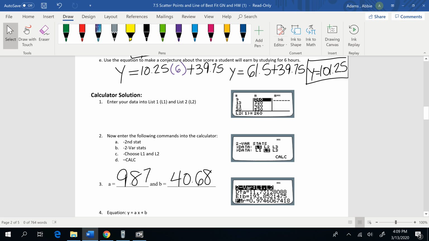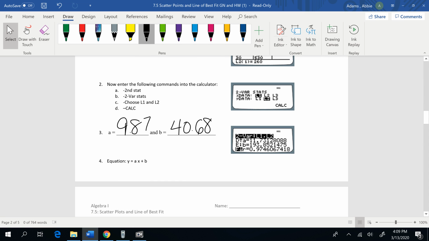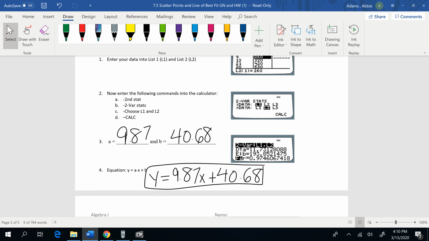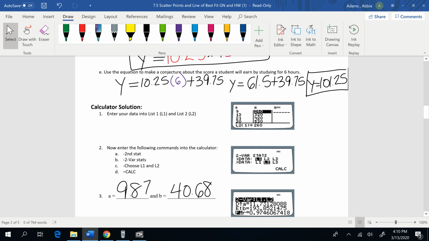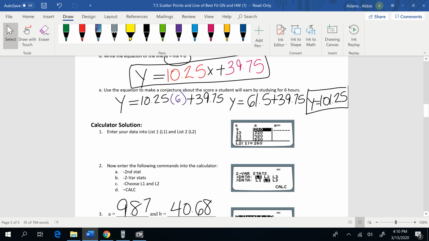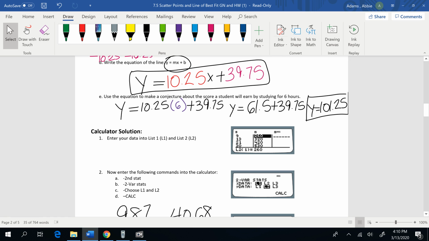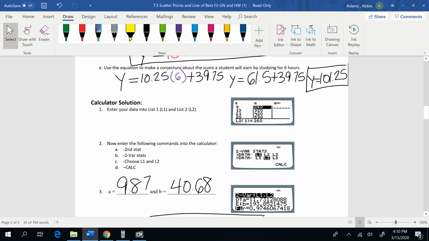Meaning that when we write this as a linear equation, we have y equals 9.87x plus 40.68. So this is our actual line of best fit. Look at it, compare it to the line of best fit that we calculated yesterday. It's pretty close, but it's not quite there. So we had 10.25 as our slope. Actual slope is 9.87, and we had 39.75 as our y-intercept, where the real y-intercept was 40.68.